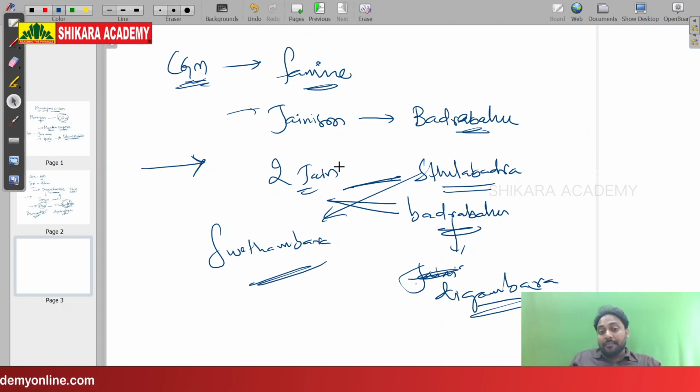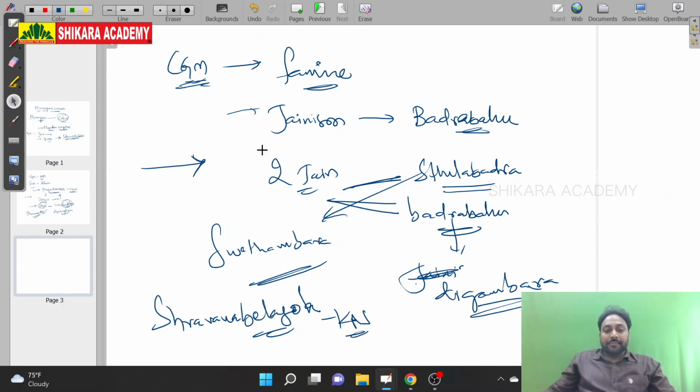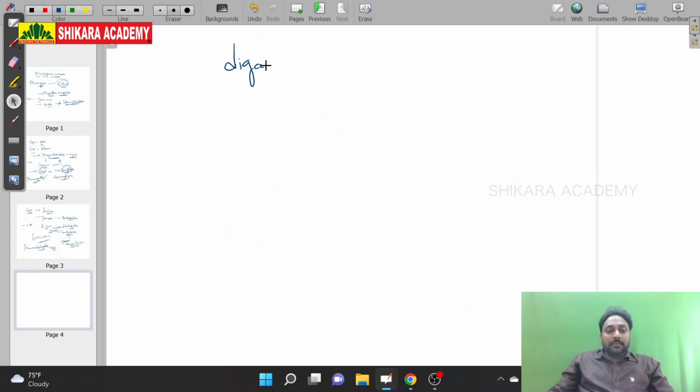And Chandragupta Maurya abdicated his throne. He gave away his throne to his son Bindusara, migrated to the south and settled at a place called Shravana Belagola in Karnataka, and adopted Digambara Jainism.